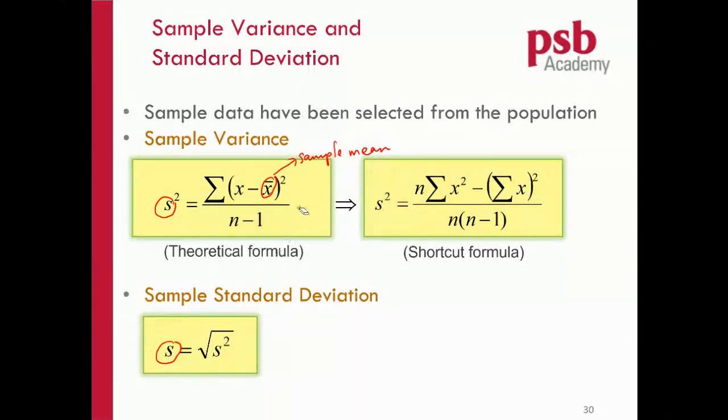So this is the theoretical formula. This formula will explain to you what is meant by variance or standard deviation. But when you do a calculation by hand, it can be quite tedious. So when you do calculation for this particular module, you use a shortcut formula. Now you ask me, this shortcut formula looks more complicated. Not really so. It looks complicated, but when you start calculating it, it is simpler.